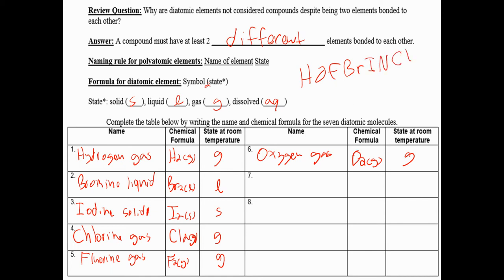So we need nitrogen still. And nitrogen is a gas at room temperature. So it's N2 gas in its gas state.